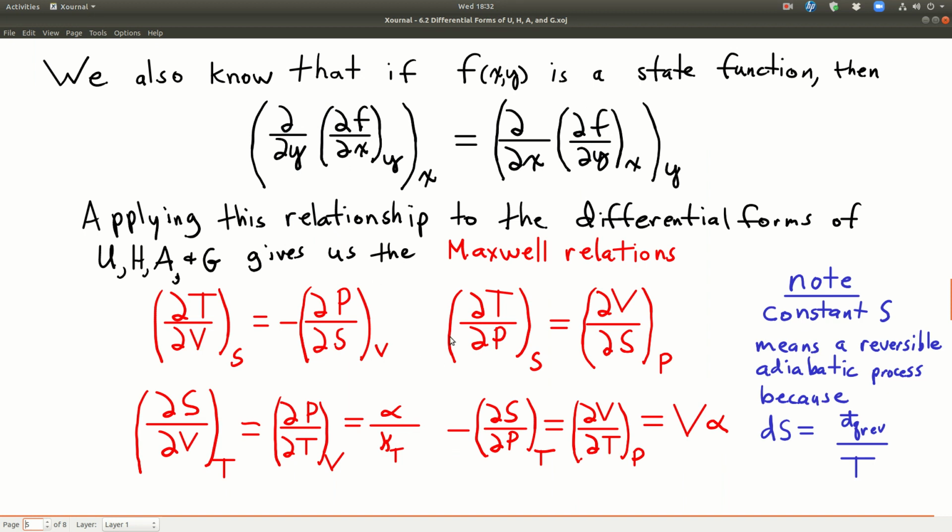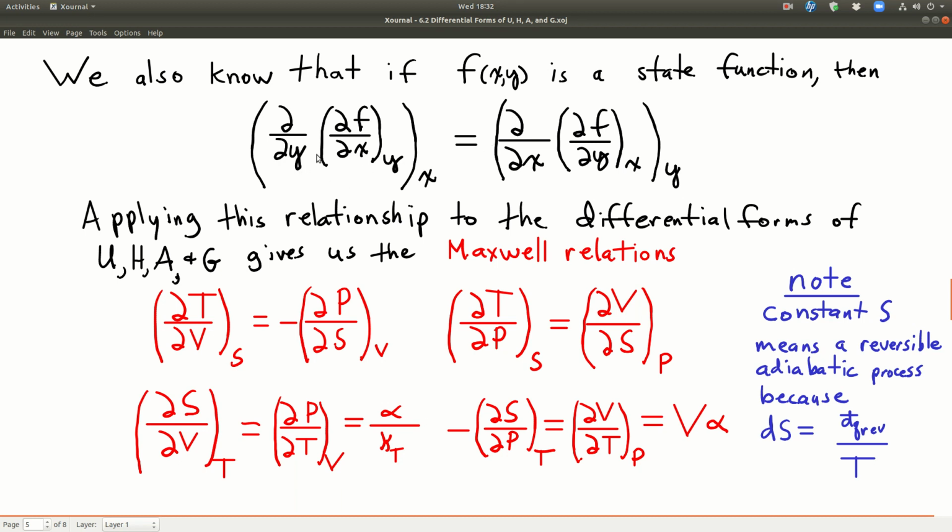Now, we can do even better than that. We can derive what are called the Maxwell relations. And the way we do that is we use another property of state functions that is from calculus, but once more we saw this back in chapter 3. And that is that if we have a function f of x and y that's a state function, then we know this must be true.